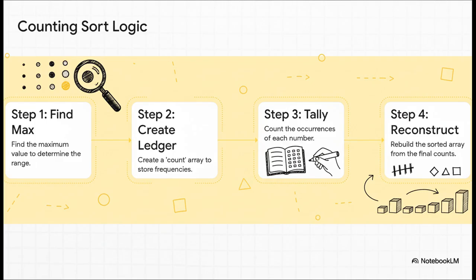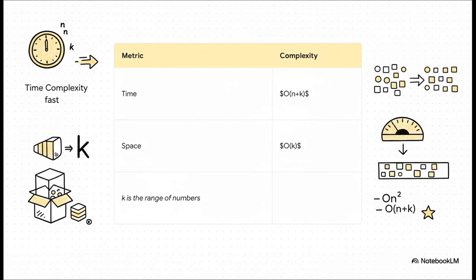It's incredibly fast, but, and this is a big but, it only really works well for whole numbers inside a pretty small range. And that gives us a very different looking report card. Its time complexity is O of n plus k. Now, n is the number of things we're sorting, and k is the range of the numbers. So if k is small, this thing is ridiculously fast, way faster than O of n squared. But the trade-off is space. It needs that extra ledger array, and the size of that ledger is k, so its space complexity is O of k.